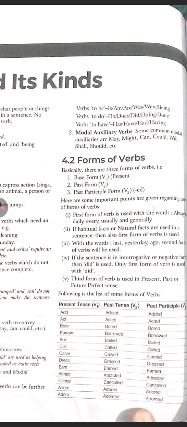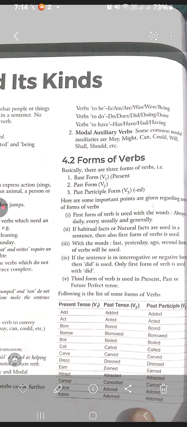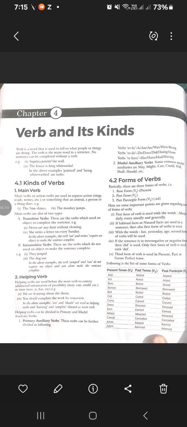Now, forms of verbs. Basically there are three forms of verbs: base form, past form, and past participle form. The base form is the first form of the verb, the past form is the second form of the verb, and the past participle is the third form of the verb. We can see here there is a table. Here we have written verbs with all three forms: add, added, added; act, acted, acted. Like this we have written lots of verbs in all three forms.